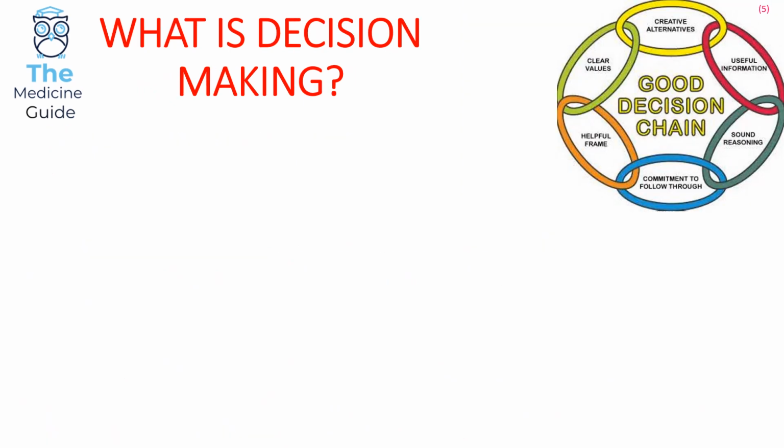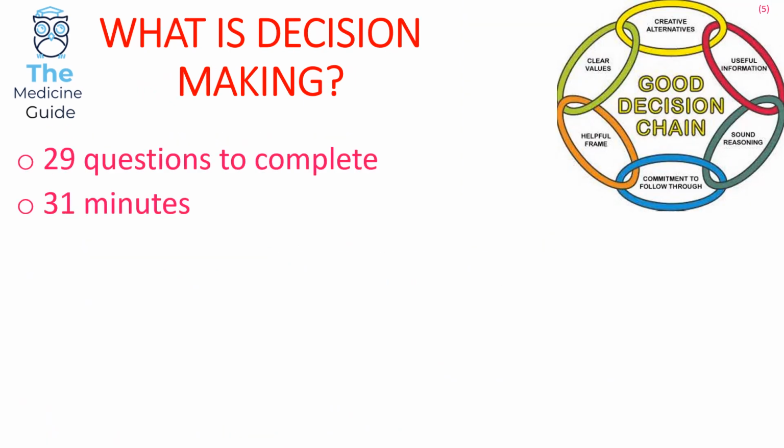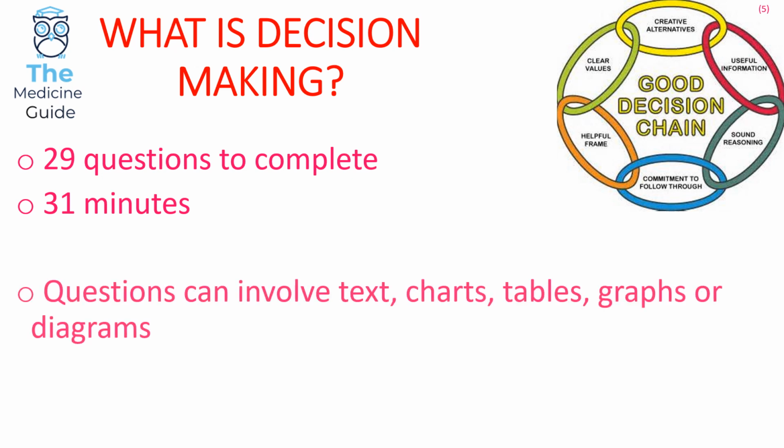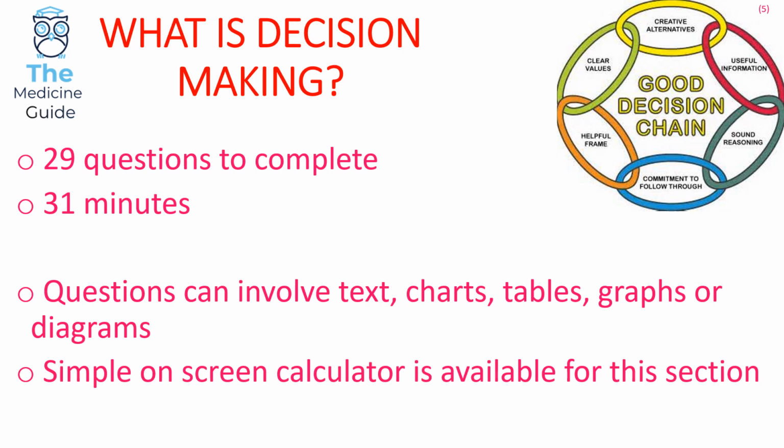Okay. Next component is the decision making. So you've got 29 questions to complete in 31 minutes. These questions can be focused upon text, charts, tables, graphs, or diagrams. And you will have an on-screen calculator for this aspect of the test, should you need it.